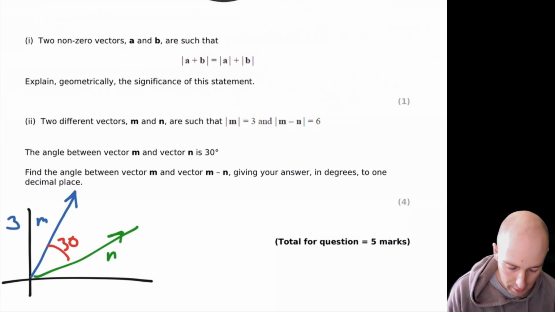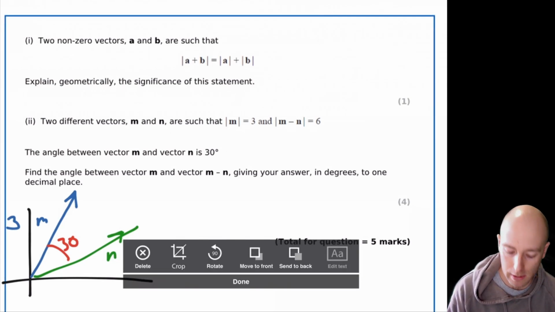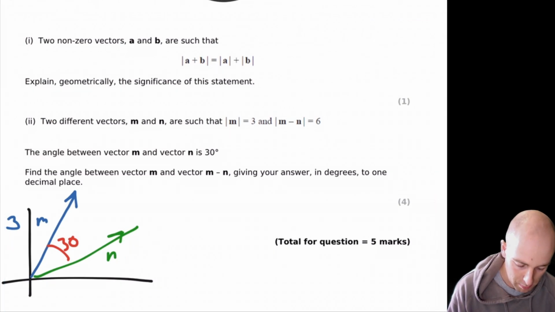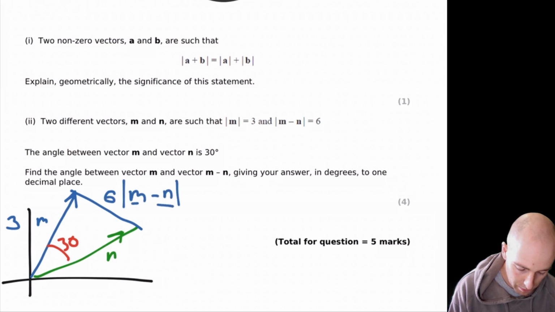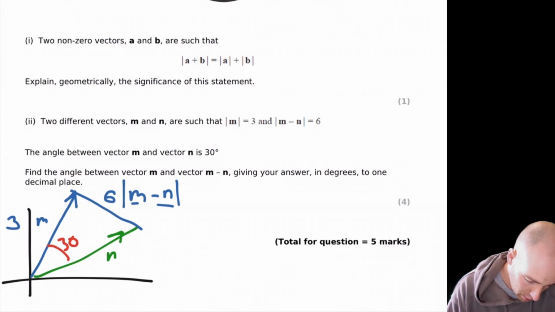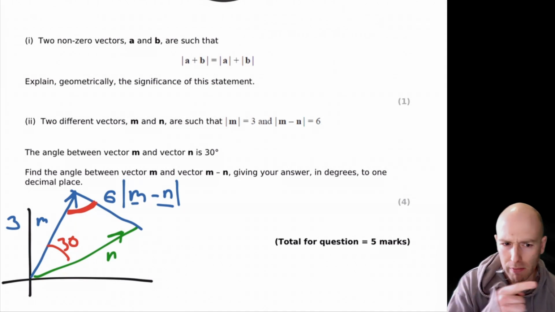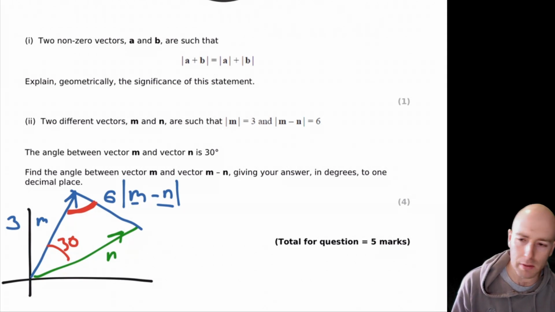Well, m take n, if we have a think about what that looks like, if we started at n, we went minus n plus m, which is what we got, basically telling us this size, this is m minus n, that is length 6. So it wants us to find the angle between m and m minus n. So it wants us to find this angle here. Alright, I'll have a look at those answers in a minute, guys. We'll go back to it.